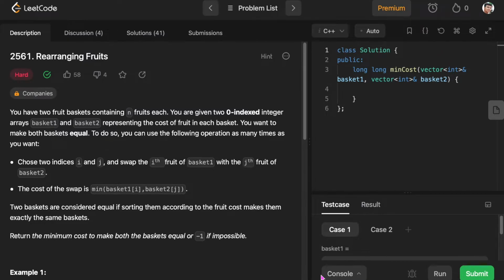Today we'll be solving the problem Rearranging Fruits. We'll be looking at the intuition and observation behind the problem. We will be dry running the solution, understanding the code, and understanding the time and space complexity. So let's understand the question.